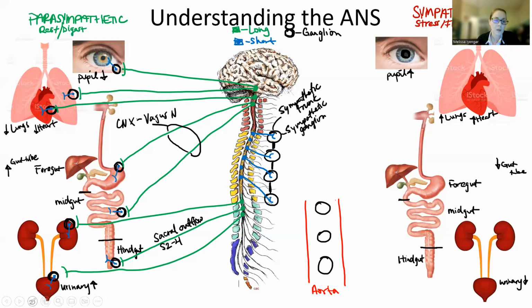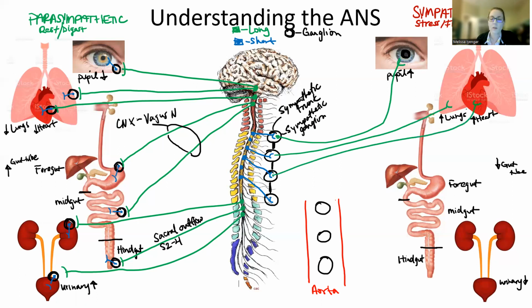Like that. So we're going to see that then we're going to have a long postganglionic neuron that's going to come out of our ganglion and it's going to hit our effectors just like this. So see how we go from short to long because we have to go through the sympathetic trunk.